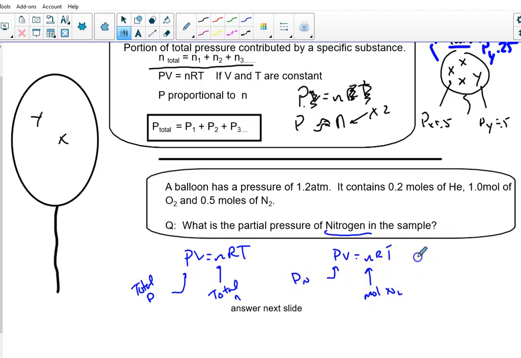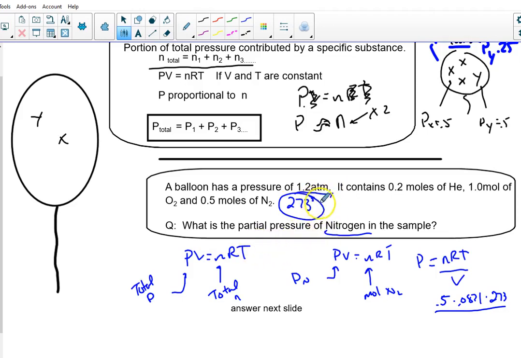So let's solve it out here. P equals nRT over V, and n is 0.5, R is 0.0821 because I'm going to use atmospheres. Temperature, alright, no temperature here, so let's go with 273 degrees. I'll add that in there, 273 degrees, divided by the volume, which is the whole balloon. You got the pressure here, so that's the total pressure.